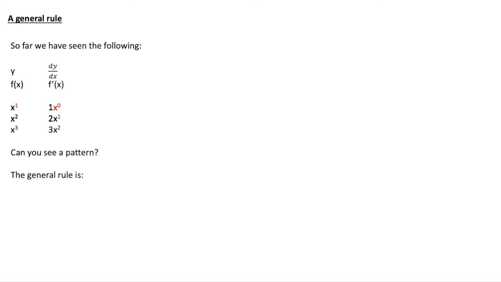So that leads us to a general rule, which is that if we have y, dy by dx, f of x, f dashed of x, then if we have x to the power of n, then when we differentiate that we get n times x to the power of n minus 1. If x to the n happened to be multiplied by a constant, so if we had a, which stands for any number, times x to the power of n, then the gradient function would be a times n x to the n minus 1.